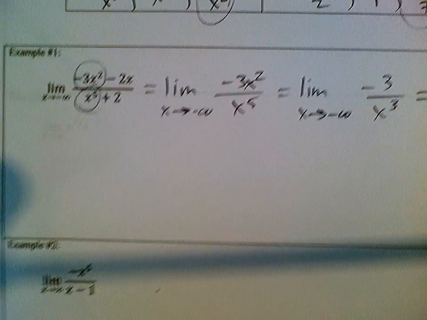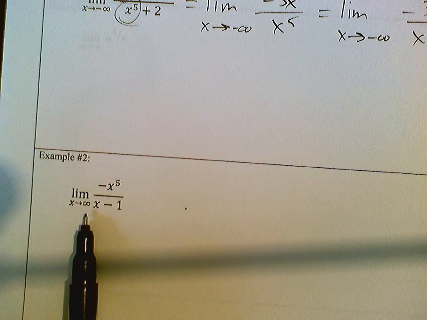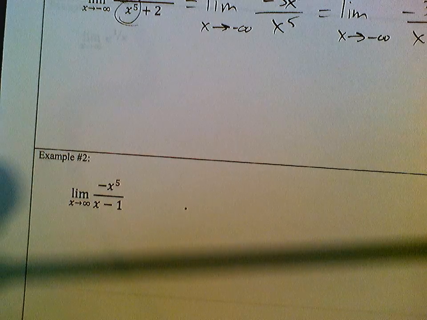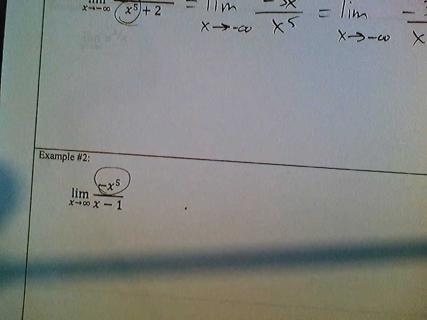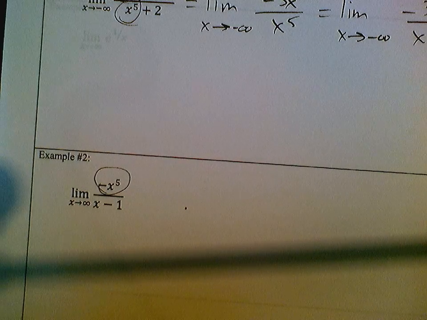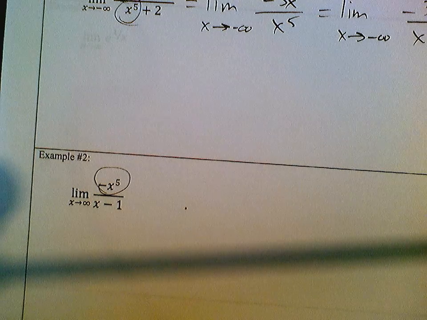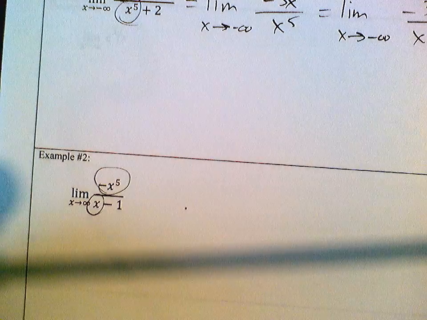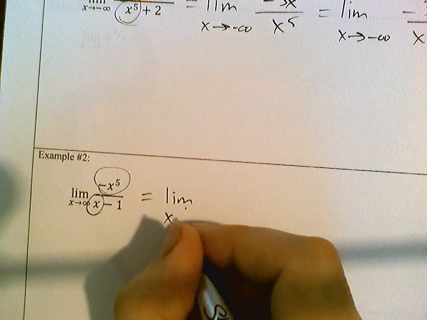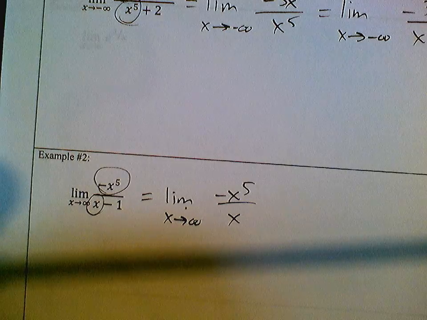Okay, guys, example number 2, end behavior model again. This time the limit as x approaches positive infinity of negative x to the 5th over x minus 1. Well, in the numerator, I've only got one term anyway, so that's the term that is determining the end behavior, where x is way out at positive infinity. And in the denominator, I've got two terms. The one with the highest power is x. So this is the limit as x is approaching infinity of the end behavior model.